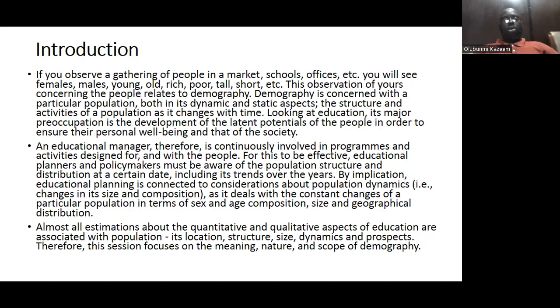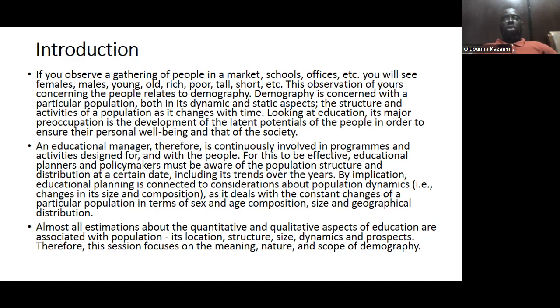Our concern might be about the structure of the population as well as its activities. When we talk about structure, you're talking about the composition of that population. Do you have males? Do you have females? So in terms of sexes, structure, again, it might be in terms of age. Are they young? Are they old? However, we're also talking about the activities they're engaged in.